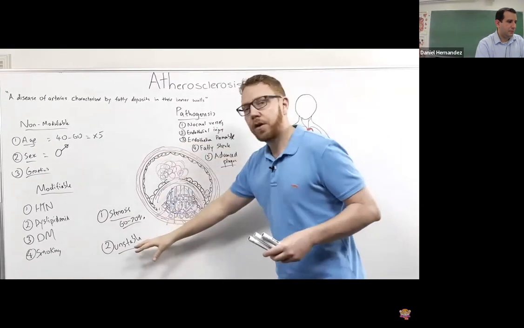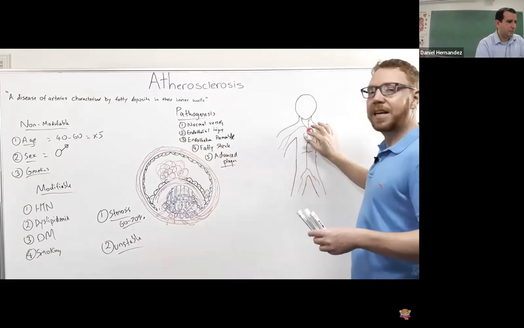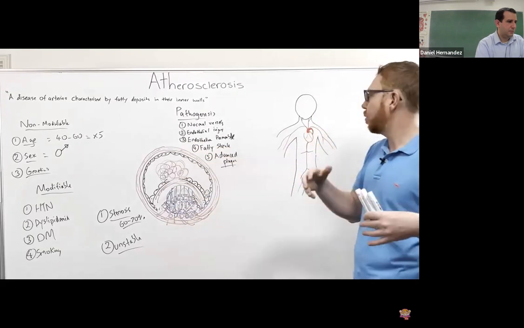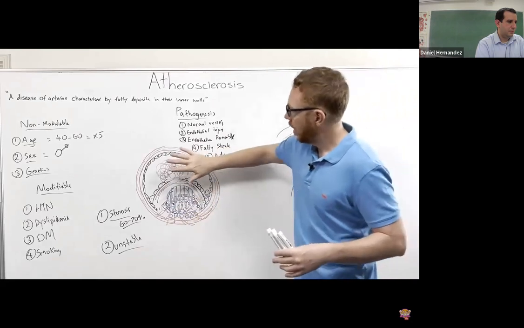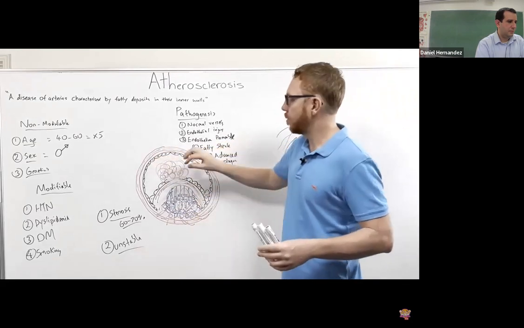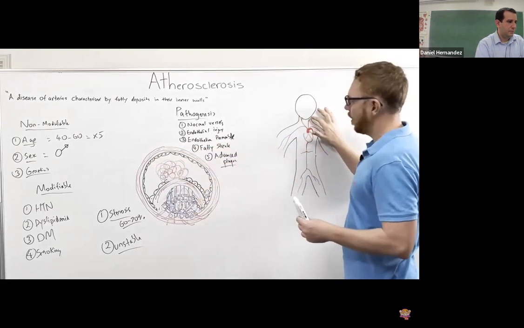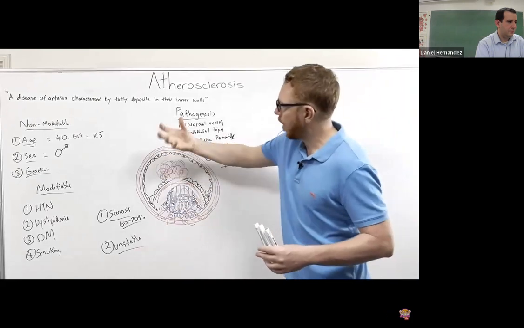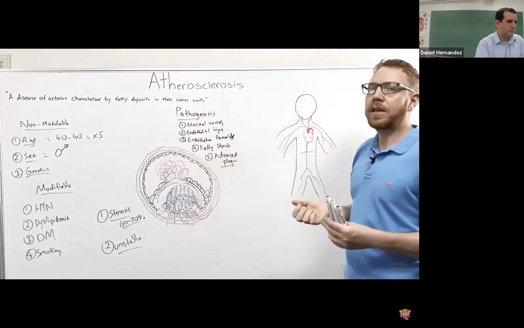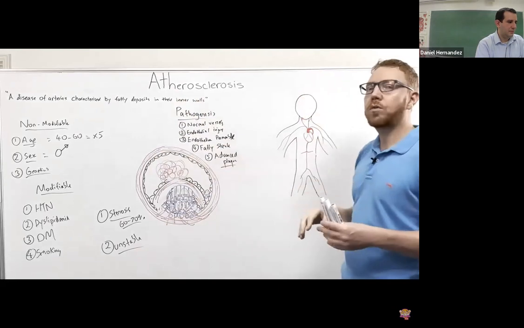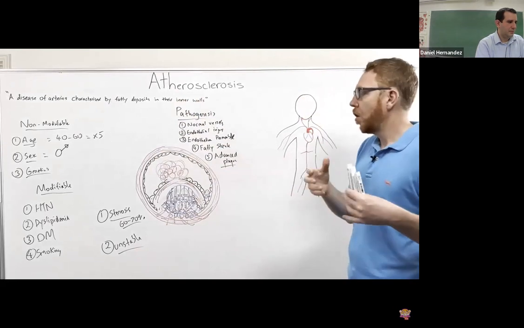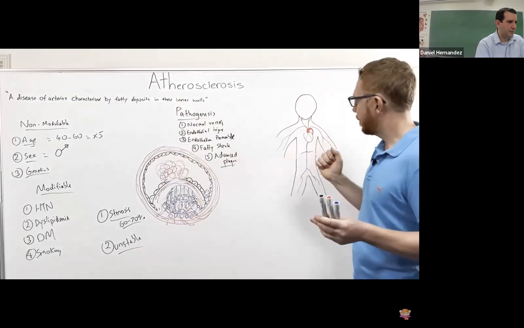So if that is in the coronaries, that's going to potentially lead to unstable angina or even into a myocardial infarction. If that completely occludes the blood vessel, we have an MI. If that's in the carotids, that could actually break off and travel up as an embolus and go up to the brain and cause a TIA, transient, or an ischemic stroke.